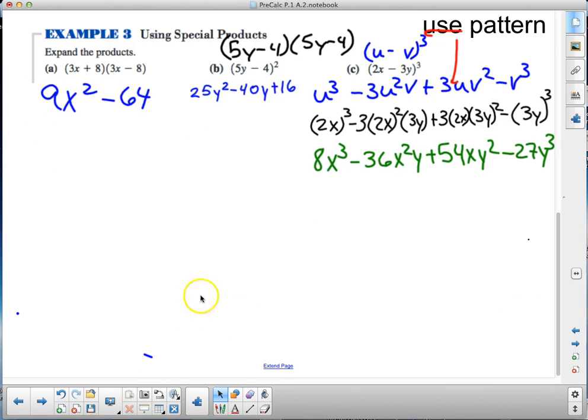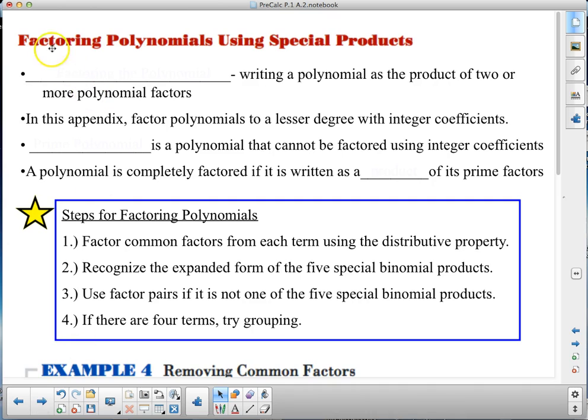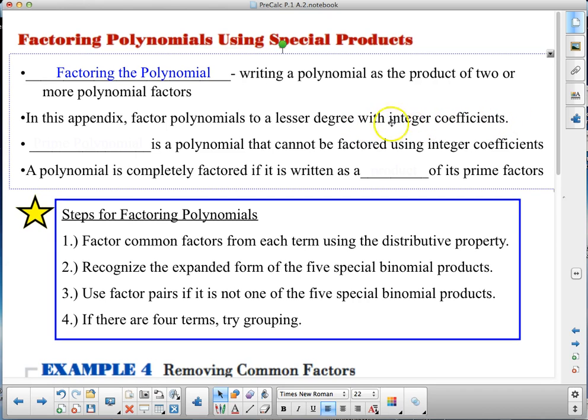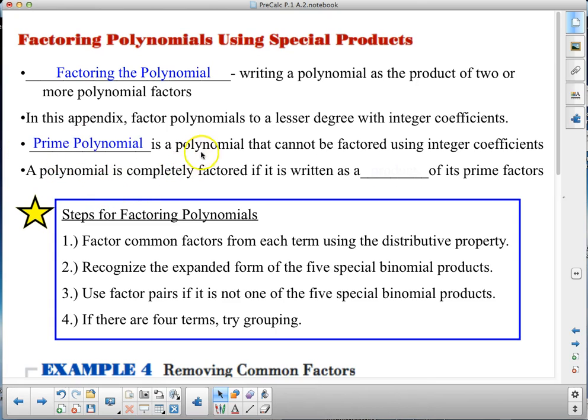And now we've got some other structures that we need to visit with factoring polynomials using special products. Factoring a polynomial means writing a polynomial as the product of 2 or more polynomial factors. That's what you're doing when you're factoring. In this appendix, we factor polynomials of lesser degree with integer coefficients. This is important. They're going to be integer coefficients. A prime polynomial is a polynomial that cannot be factored using integer coefficients. A polynomial is completely factored if it is written as a product of its prime factors.